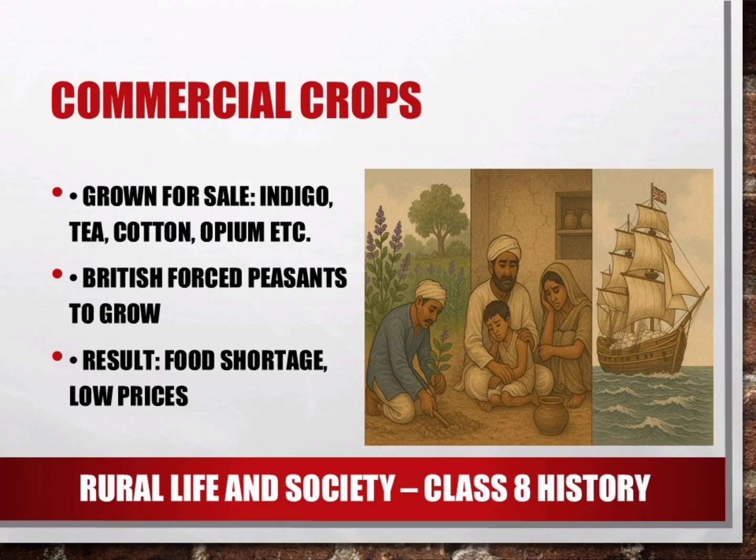So now the British followed another hidden exploitation policy. They stopped food crop farming and made farmers grow cash crops like indigo, cotton, opium and jute. These were meant for British industries. Farmers were helpless. They were forced by the Zamindars and planters. The result: food shortage, poor market prices, and a miserable life for farmers.